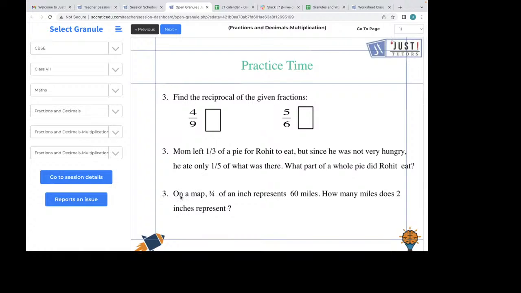Okay, now the last example is on a map. 3/4 of an inch represents 60 miles. How many miles does 2 inches represent? On a map, we have a map where 3/4 of an inch represents 60 miles. Now we want to know how many miles 2 inches represent.